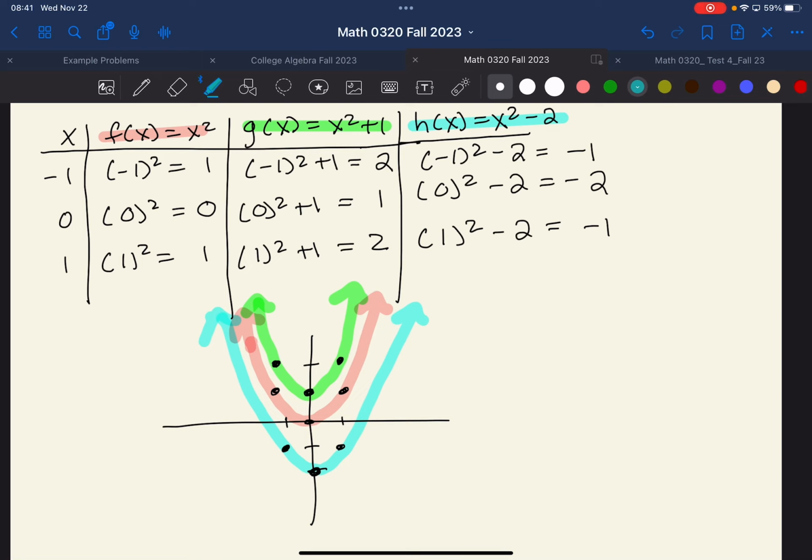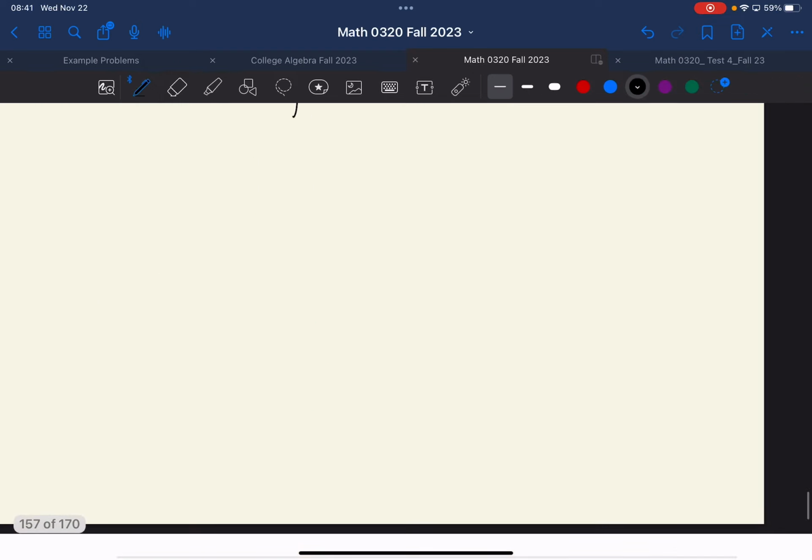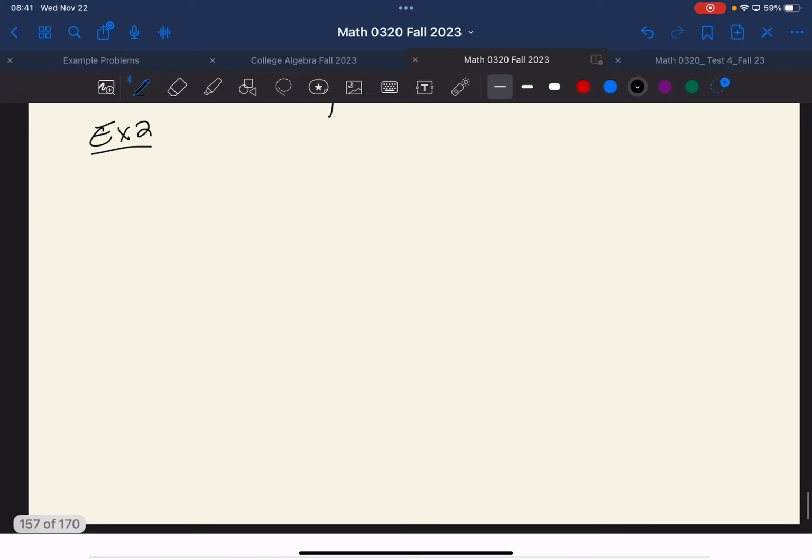Okay. Any questions on number 1? Okay, now example 2. Example 2, it wants us to graph the function m of x is equal to x squared minus 4. What is that minus 4 telling us? Down 4.